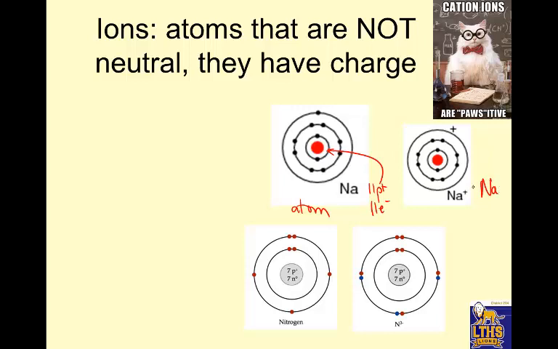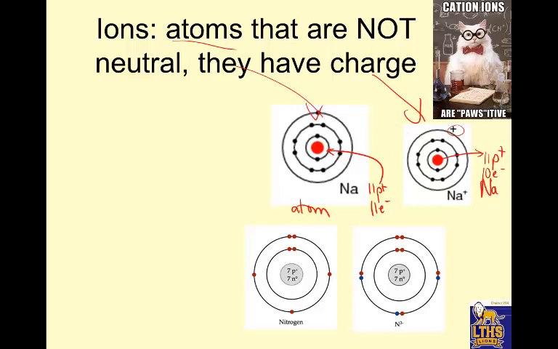Sodium, in order to be sodium, has to have 11 protons. So this is still sodium, has 11 protons, but now it only has 10 electrons. And so overall, it has a +1 charge, an extra positive compared to the negatives. How did that happen? Well, this outside electron goes away. Okay, so atoms are neutral. Ions have charge.